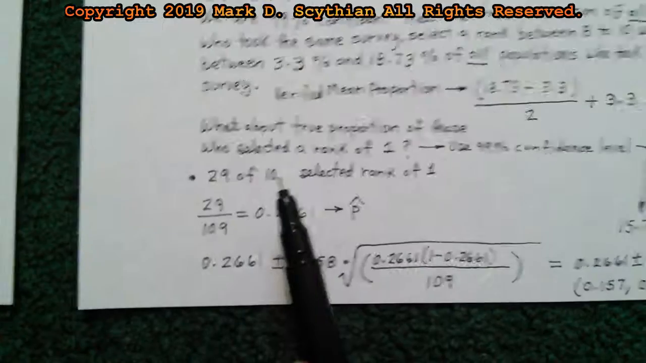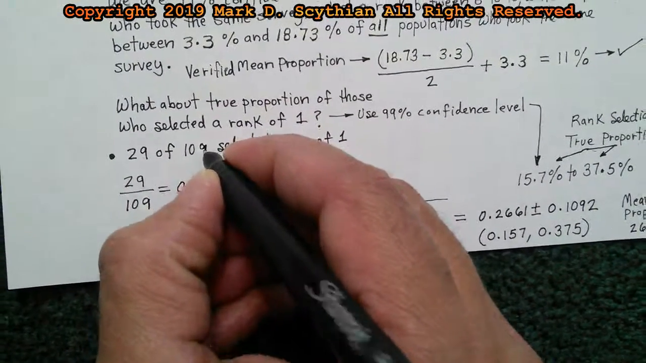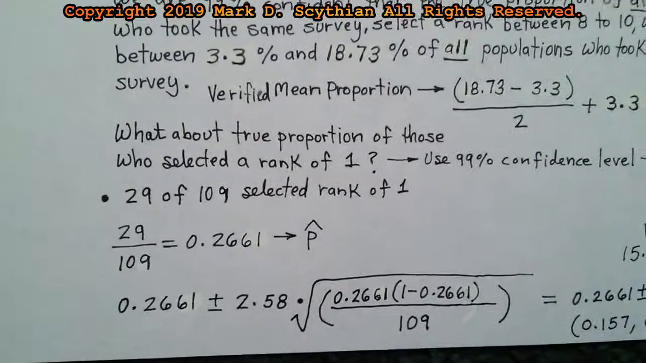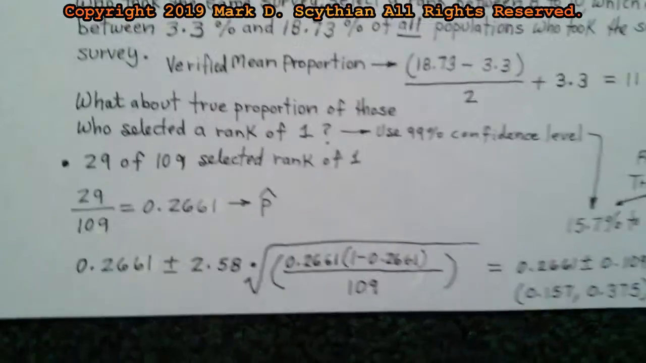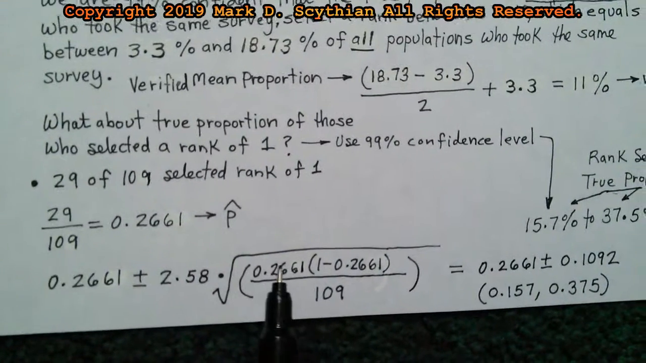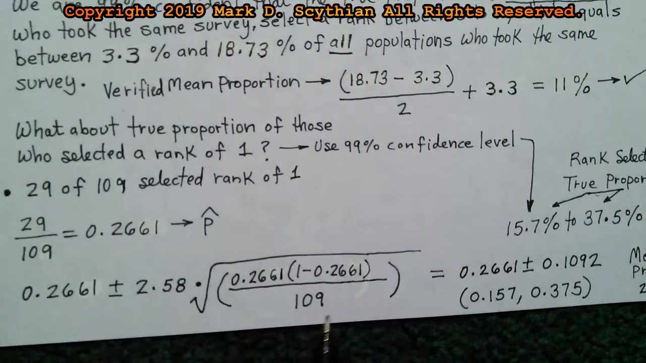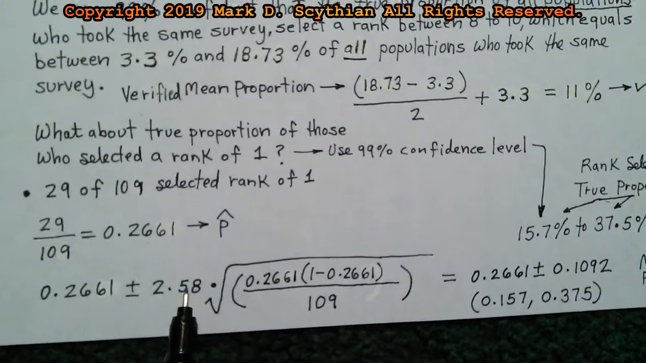Find all the ones. We only want the ones. So if you take a few minutes and count the ones out of 109, 29 out of 109 samples had selected 1. So 29 over 109, that's 0.2661, or about 26.6%. So use the same 99% confidence. You work this out, the success to the failure, multiplied out mathematically, divided into the number of samples, square root, times the z-score, 2.58 for 99% confidence.